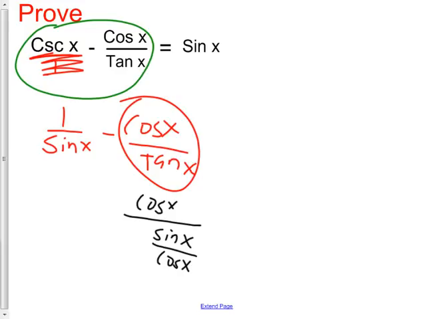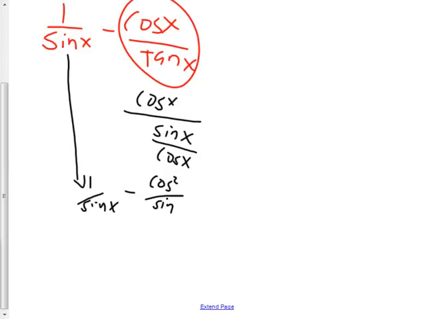I'm just simplifying the circled part there. And then that's going to simplify to cosine times cosine, which is cosine squared over sine. And what I had originally is still drop this down. 1 over sine x minus cosine squared over sine x. Ooh, I see why this is good, because now they have a common denominator, and I can make it 1 minus cosine squared, which I recognize as being important, over sine.